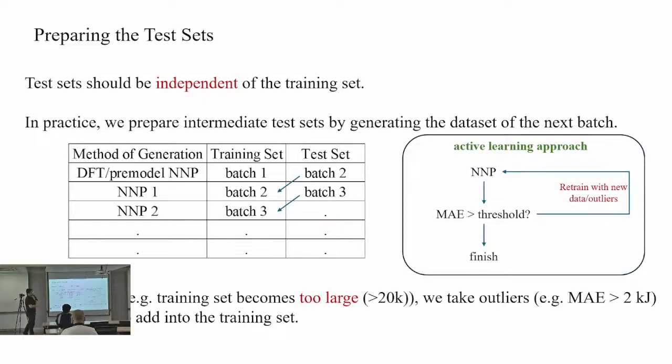For us, we usually set this at 2 kilojoules per mole or 3 kilojoules per mole. It depends on the size or complexity of the system. So as you can see here, you can continue this process of refining the NNP until you get an NNP with your target error or target accuracy.